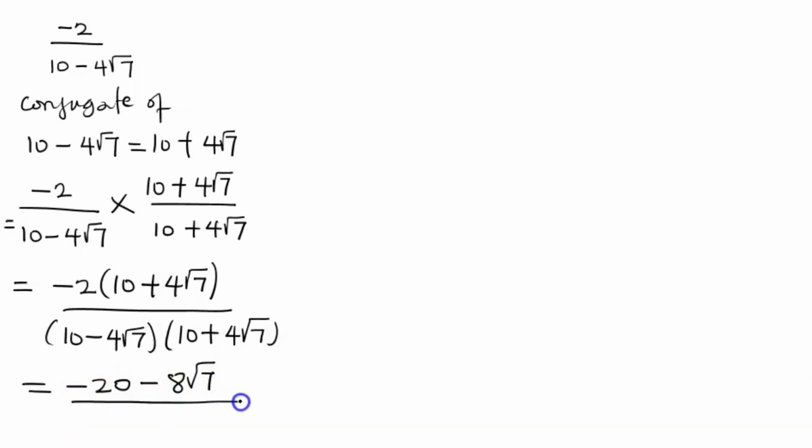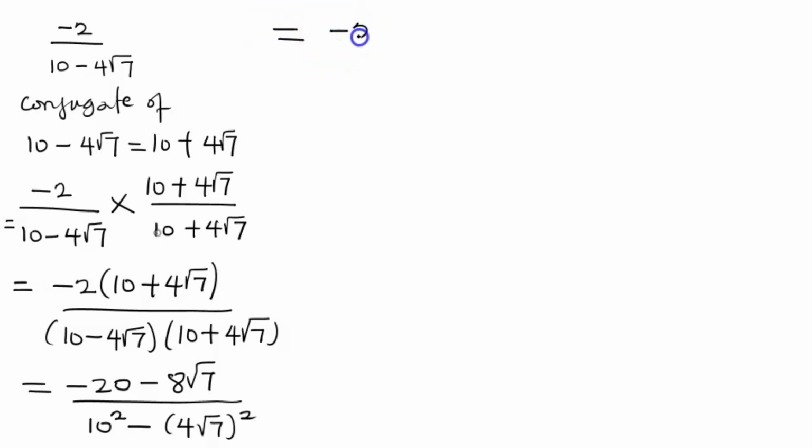While at the denominator we are going to have the difference of two squares, which is 10 squared minus 4 root 7 squared. Right, so what are we going to do next? We are going to just simplify this.